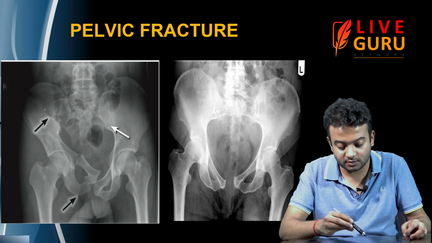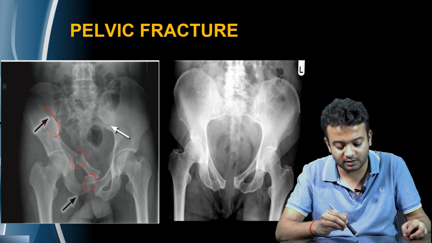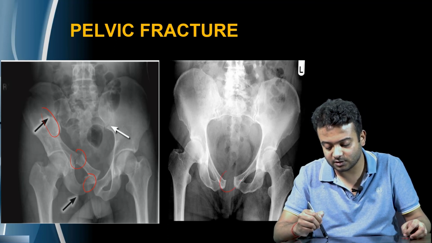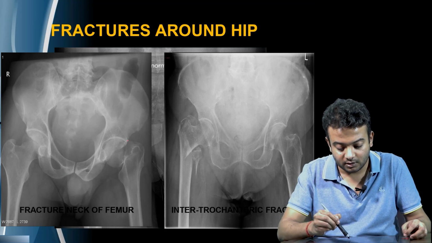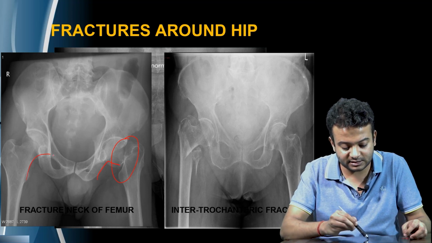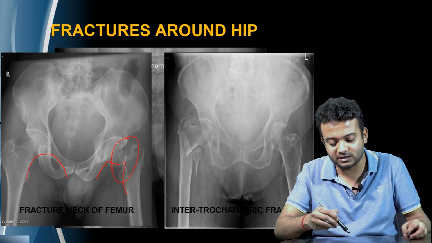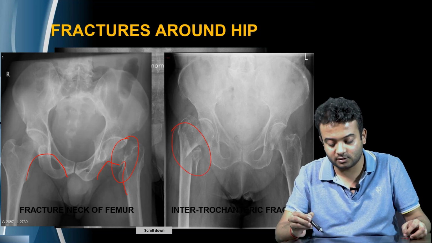This image shows the pelvic fracture, with fractures in various parts of the superior and inferior pubic rami, as well as the iliac region. And here there is pubic diastasis as well in the second image. Fractures around the hip can be seen in the neck of the femur with a break in the Shenton's line. This is the normal Shenton's line, as we can see, and there is a break in the Shenton's line. Hence we can know that there is a fracture in the neck of the femur. This is the intertrochanteric fracture of the right femur.